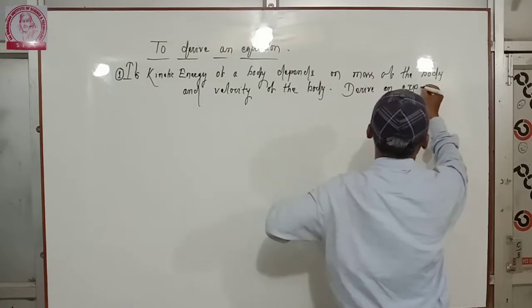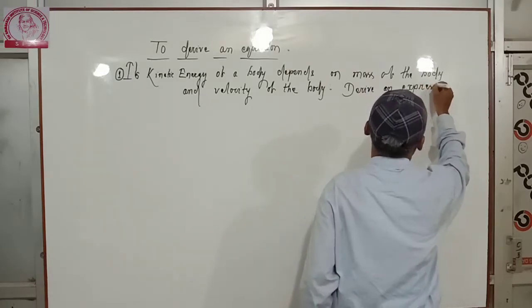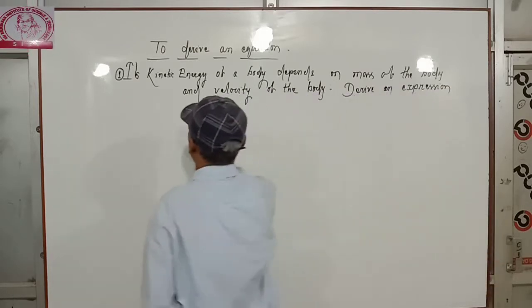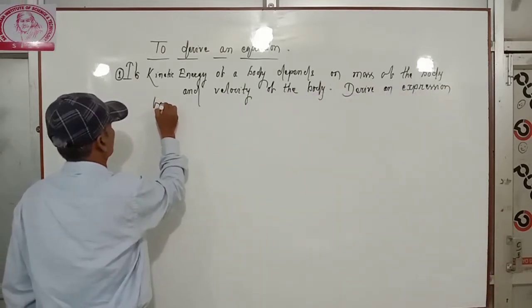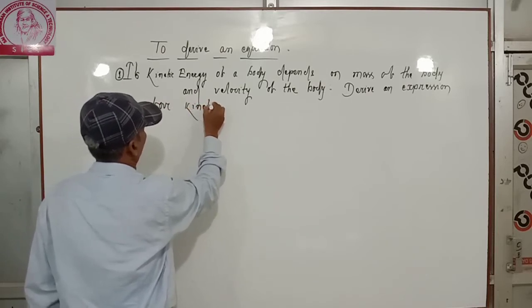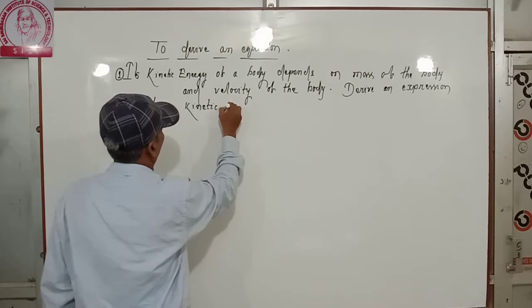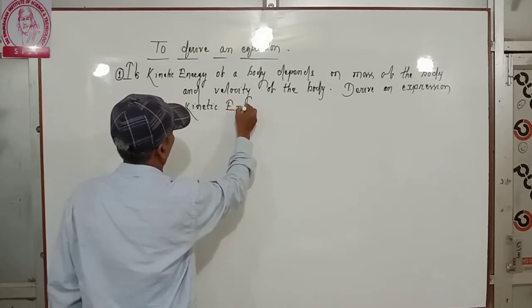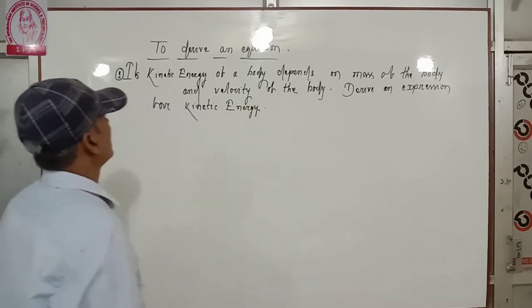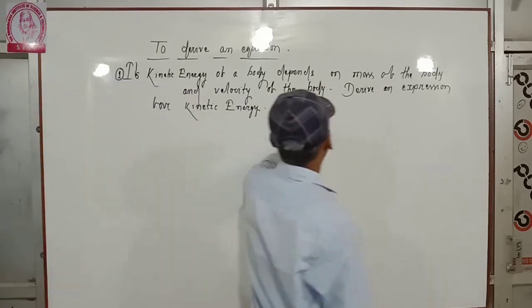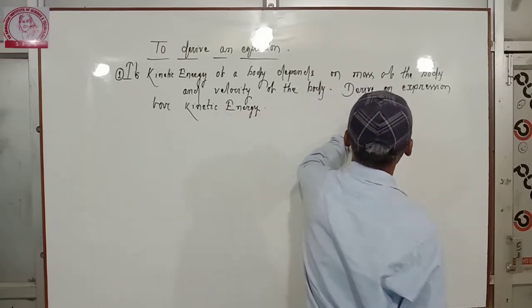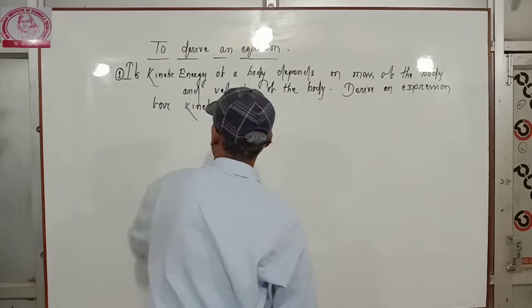Derive an expression for kinetic energy. If kinetic energy of a body depends on mass of the body and velocity of the body, derive an expression for kinetic energy.